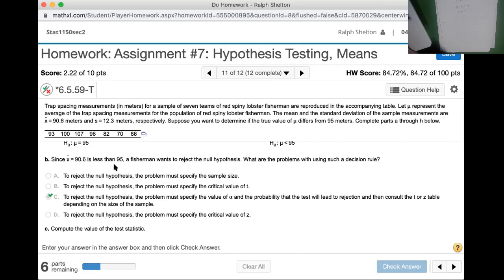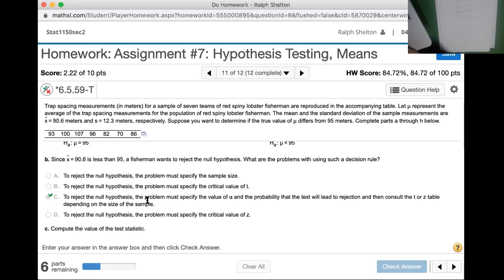It says, so here's some problems associated with that. A says, reject a null problem must specify sample size. B says, reject a null problem must specify critical value of T. C says to reject a null must specify the value of alpha, which is your significance level, right? That's 1 minus the probability. That would be this 0.05 if we're doing a 95% probability confidence level, right? Okay, anyway, reject a null.